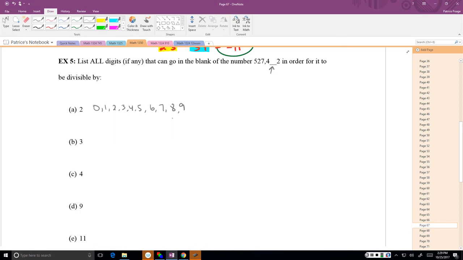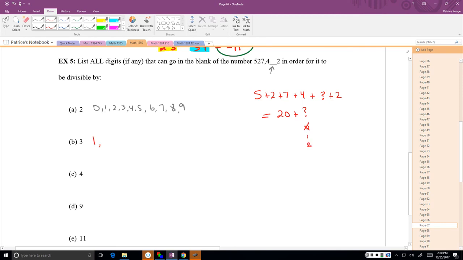Okay. And then to be divisible by 3, the sum of the digits has to be. So I'm going to say 5 plus 2 plus 7 plus 4 plus question mark plus 2 gives me, what does it give me? 14, 15, 16, 17, 18, 19, 20 plus question mark. Are y'all with me? Okay. So if I put the digit 0 in there, I'd have 20 plus 0. Is that divisible by 3? No. What if I put a 1 in there? Yes. So a 1 would work.